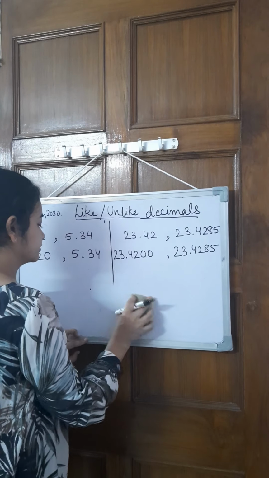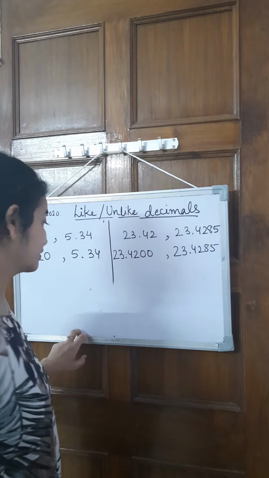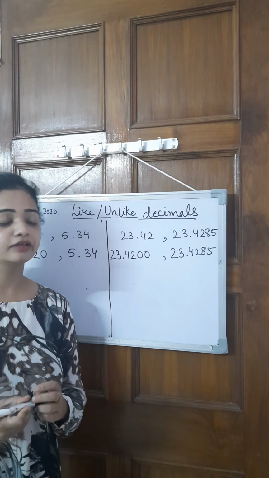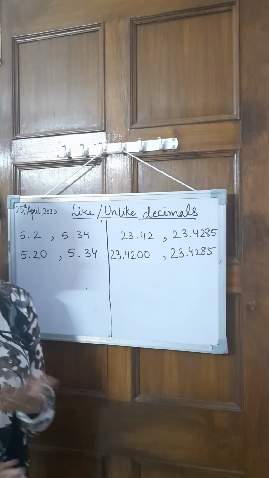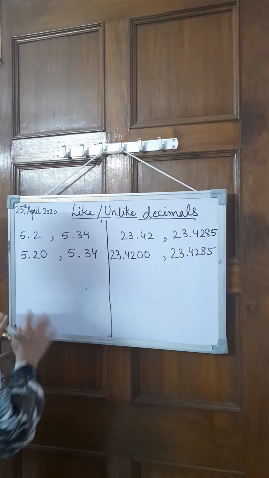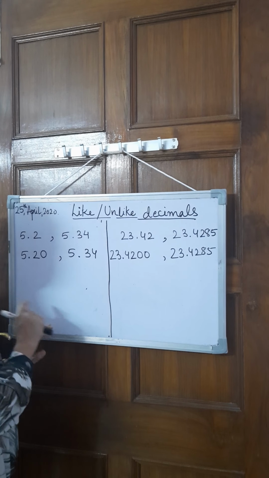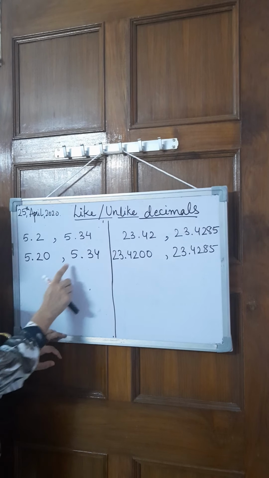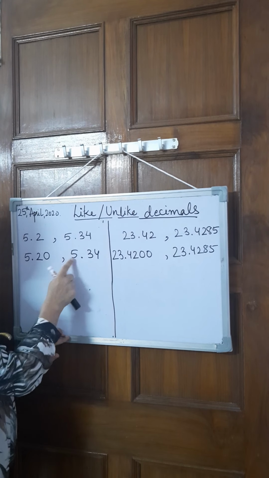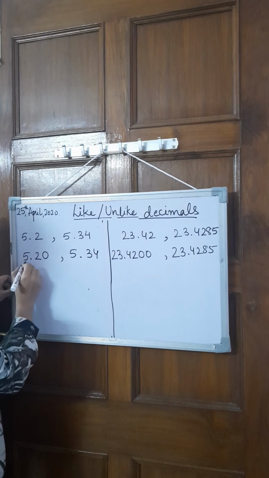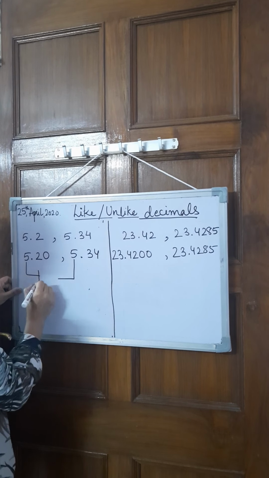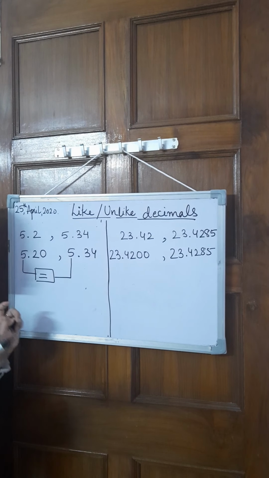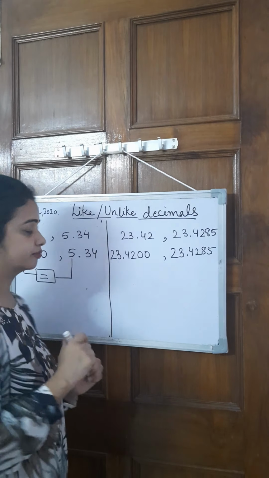So the first thing with which you're going to compare any number is the whole part. If the whole part is greater, then you can simply say that this number is greater and the other number is smaller. But in these two cases that I have taken, the whole part is the same. This is 5.20, this is 5.34. So 5 and 5, this whole part is equal. Yes. So after this, we check the 10th part.